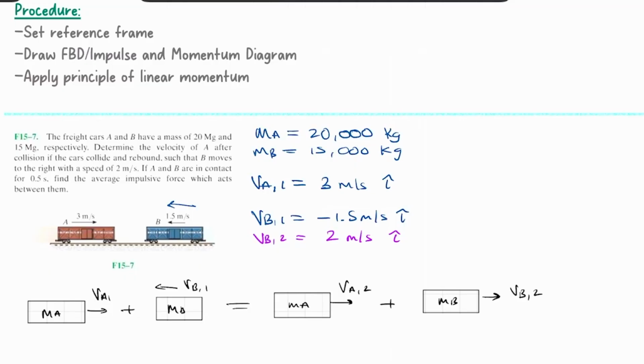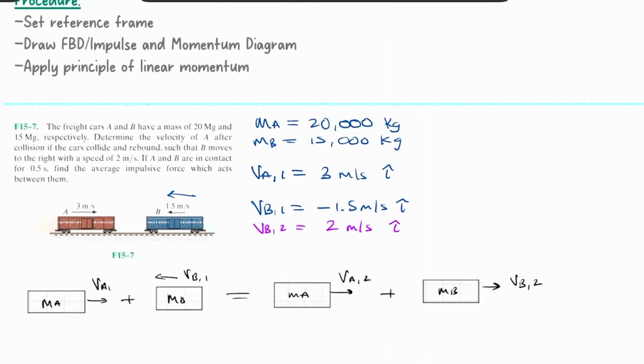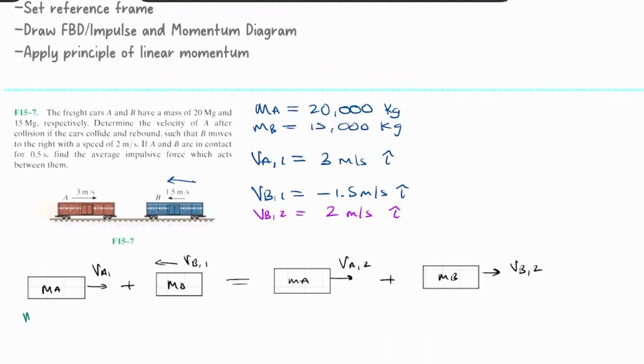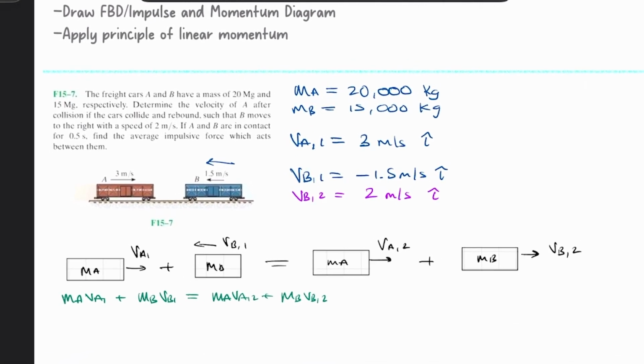So using the equation for conservation of momentum, we're going to write the following: mass of A times VA1, plus mass of B times VB1, equals mass of A times VA2, plus mass of B times VB2. Notice for this equation, we know pretty much everything. We know the masses, the initial velocity of A, the initial velocity of B, the final velocity of B, and the only thing we're looking for is velocity A2.